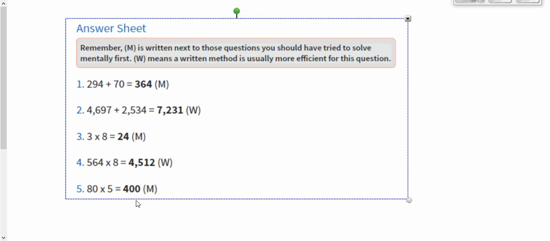And the last one, it says mental, so 80 times 5. But really, 20 times 5 is 100, so about 4 times. That's how I did it. If you did it written, it doesn't matter. But your answer is 400.